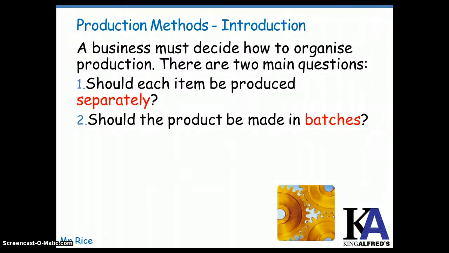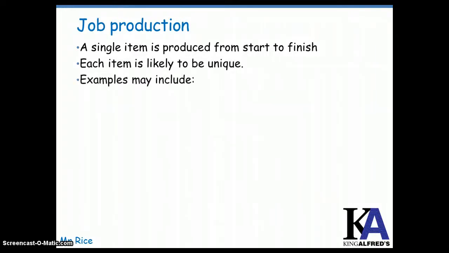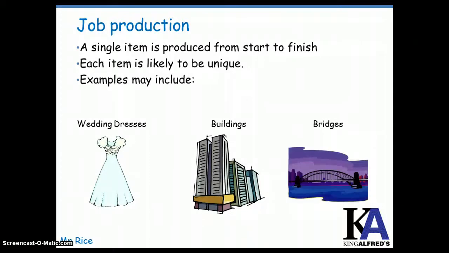If it feels it should be produced separately, it will use job production. So job production is when an item is produced by itself from start to finish. These items are usually unique, such as wedding dresses, specialized buildings, and bridges.